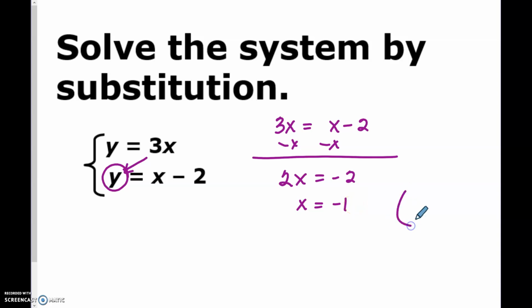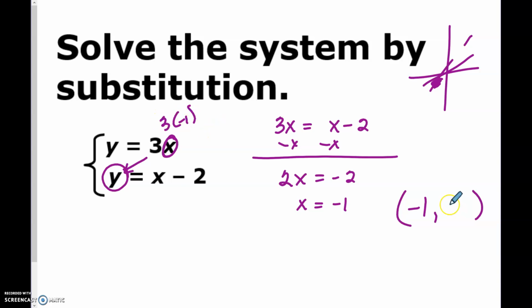So in my ordered pair, when I was graphing this and they met somewhere over here, I have -1 comma, and now I need to go find my y value. Well, if I know x is -1, I can replace this x with the -1. So now I have 3 times -1, so y is equal to -3. So that is the substitution method. And notice both of these equations were solved for y, which made it easy for graphing and also for substitution.